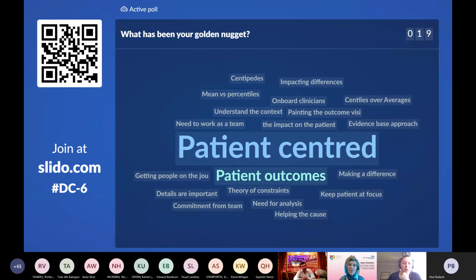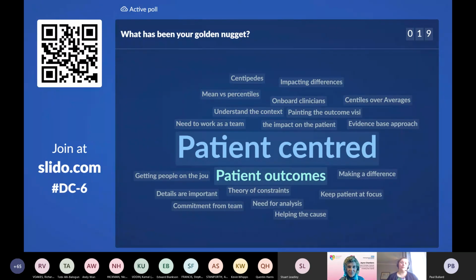Then we've got mean versus percentiles, impacting differences. And then we've got centiles over averages, which I presume is percentiles. I presume there's a bit that's been cut off there. Details are important. Impacting different, keep patient at focus. Helping the cause. We all like a cause, don't we?